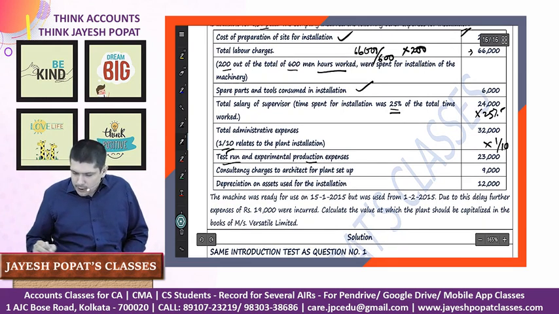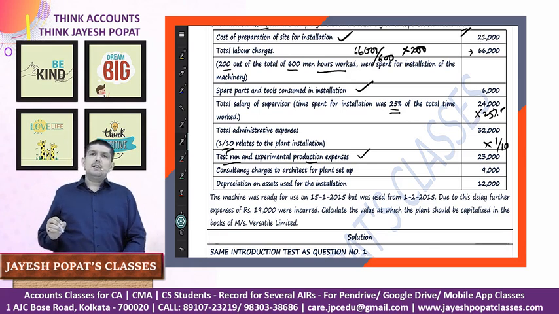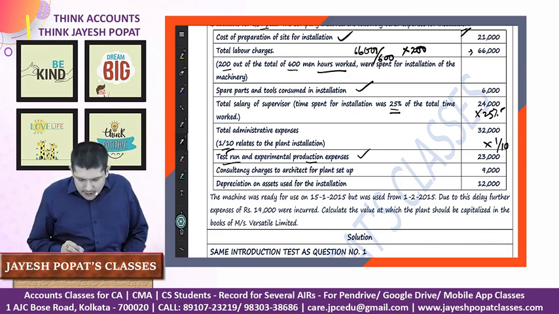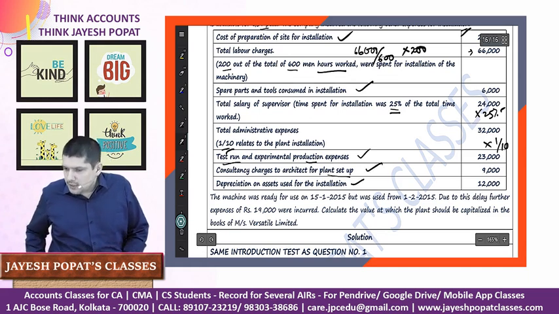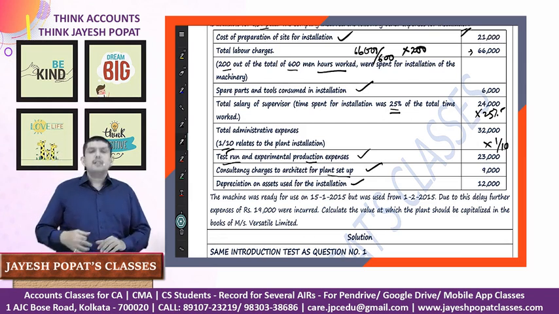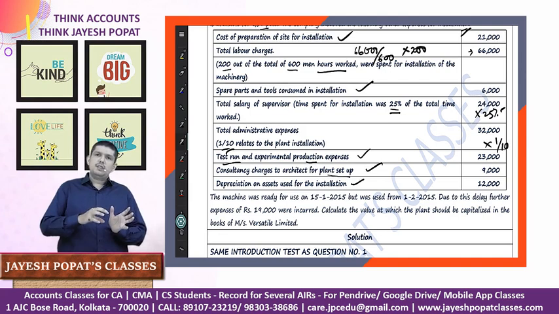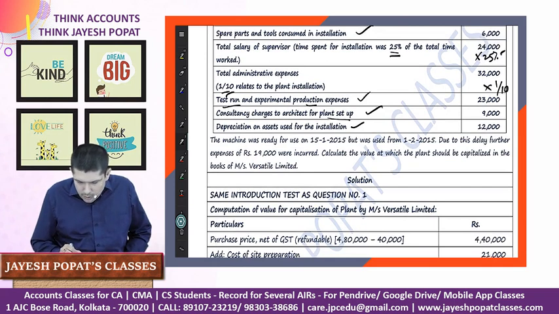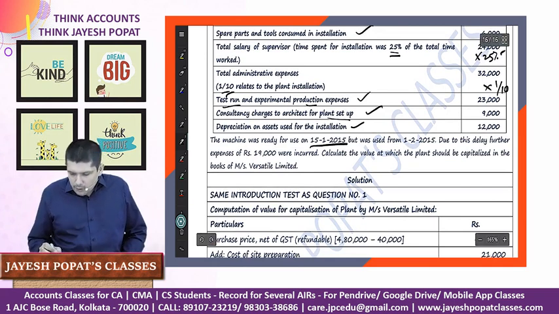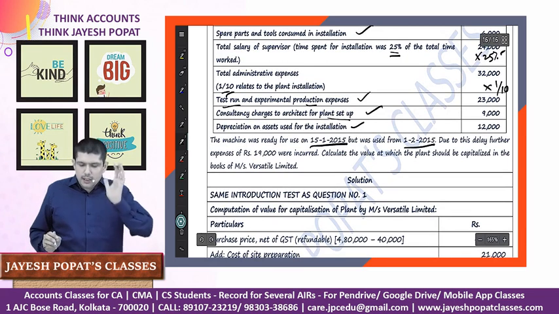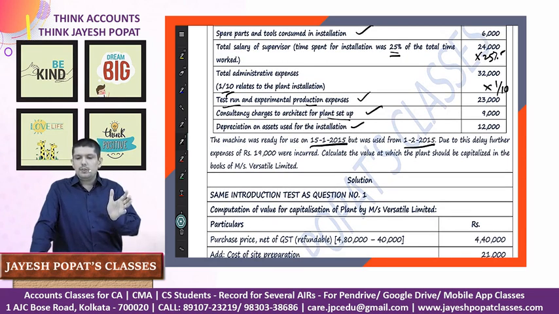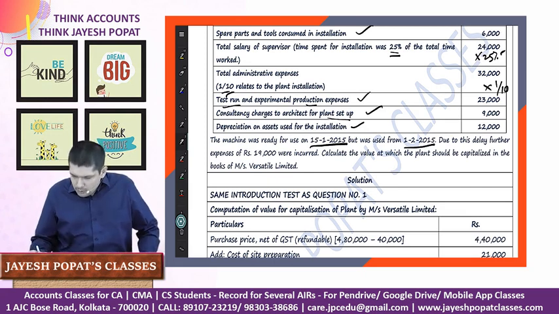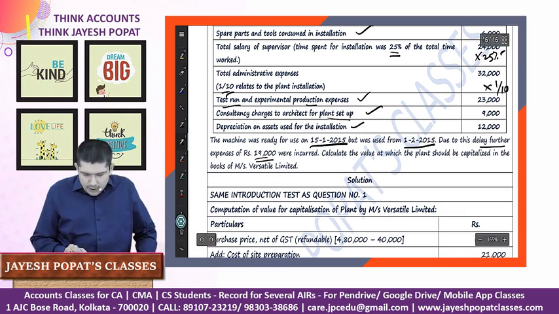Test run and experimental production, we have seen that test run cost will be considered as the cost of the item of PPE. Consultation charges to architect for plant setup will be considered. Depreciation on asset used for installation. So there are certain assets which we have used in installing this particular item of PPE, right? So depreciation of this asset should be taken as cost of the item of this PPE. The machinery was ready for use on 15th January 15, but was used on 1st February 15. So it was ready on 15th of January, but we did not use it. We used it from 1st of February. Due to this delay, expense of 19,000 was incurred, right? Calculate the value of the plant to be capitalized.